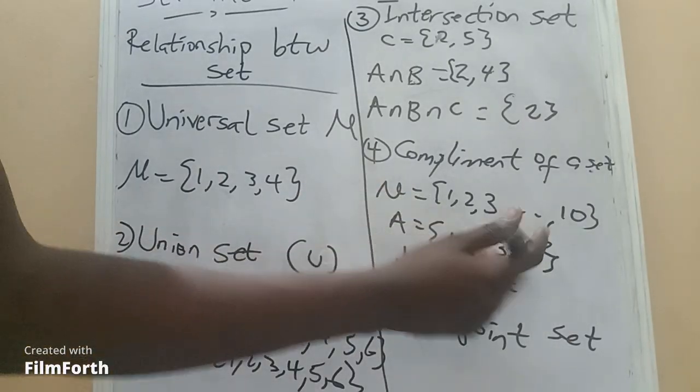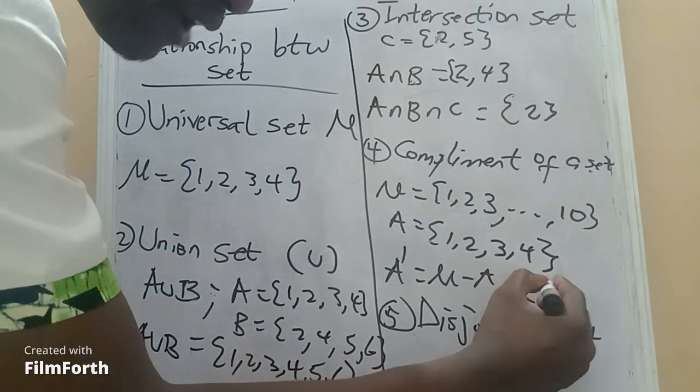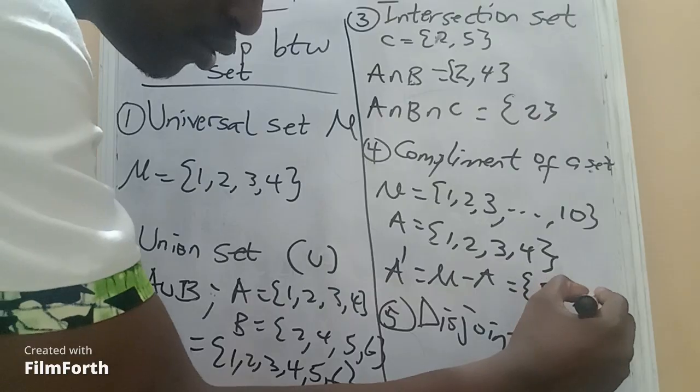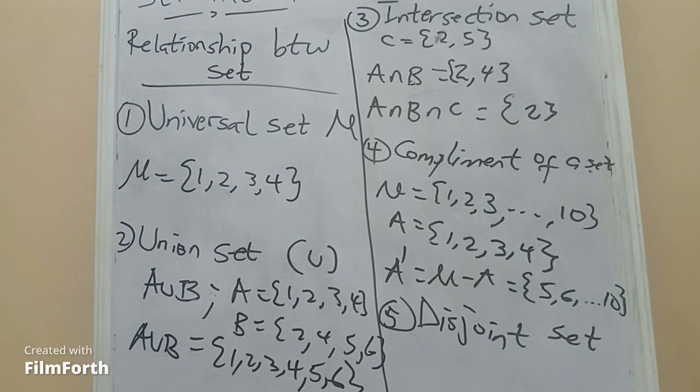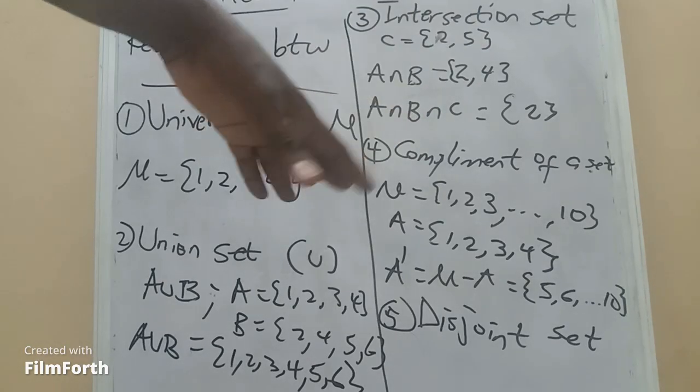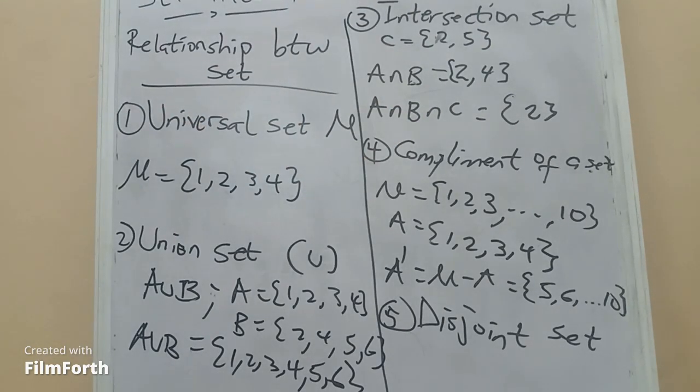When you subtract all these elements, that means that 5, 6 to 10 will be left, which makes 5, 6, 7, 8, 9, and 10 to be what? A complement. If you need more explanation on that, of course, we are always ready to assist on that.